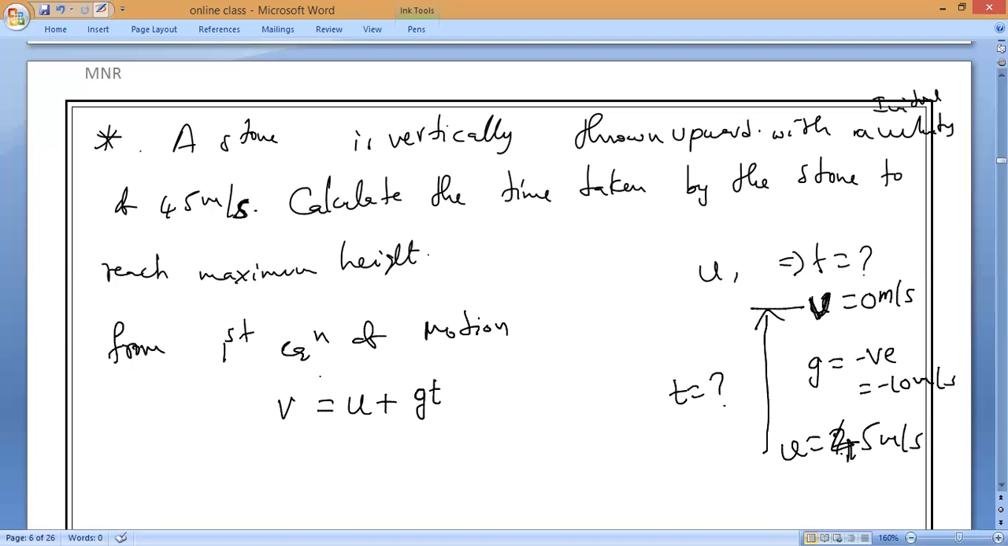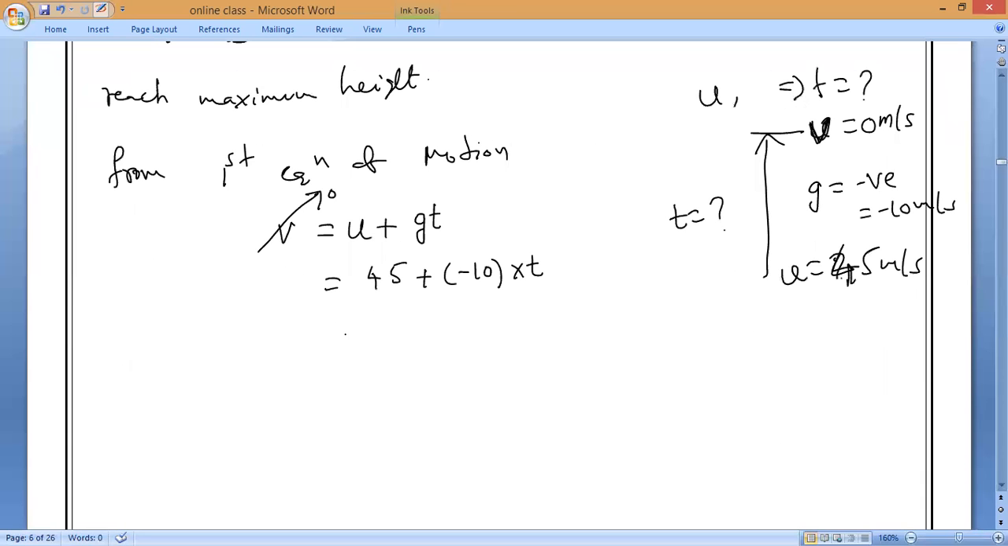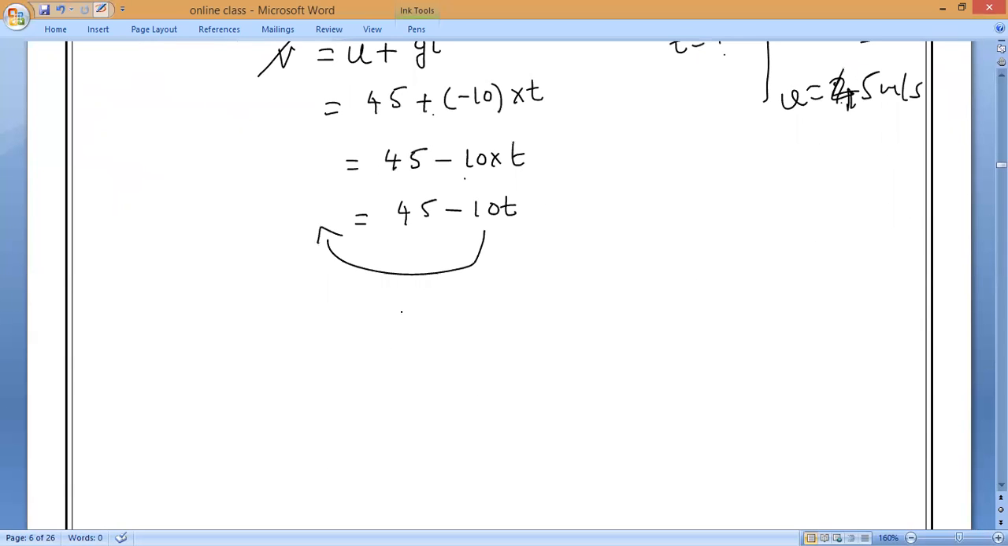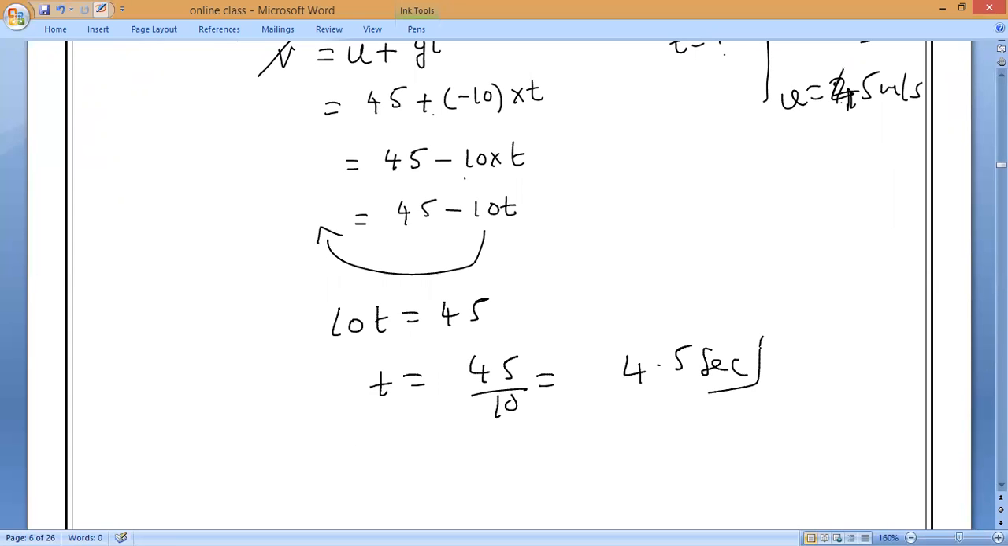As we know, final velocity is 0. Initial velocity is 45, plus the g value -10 into T. So 0 equals 45 minus 10T. Now -10T goes to this side and becomes plus 10T. So 10T equals 45, and T equals 45 divided by 10, which is 4.5 seconds.